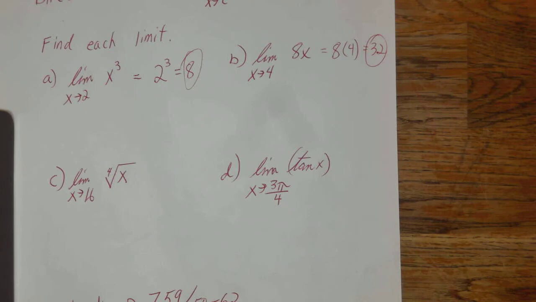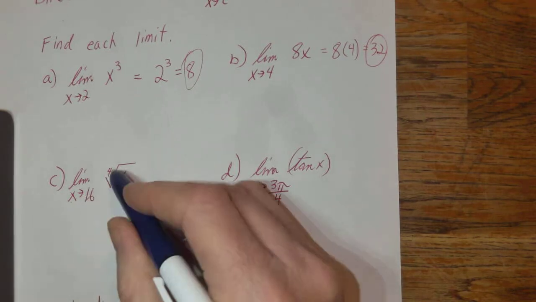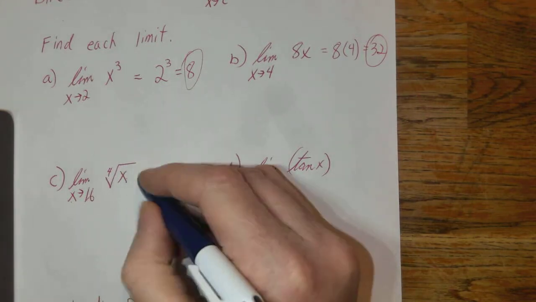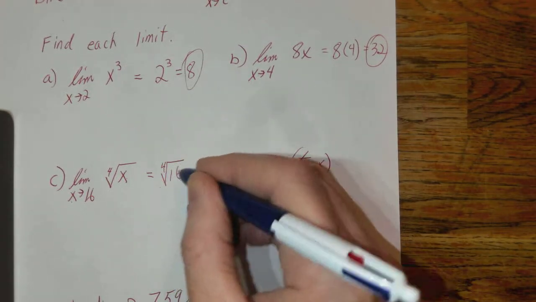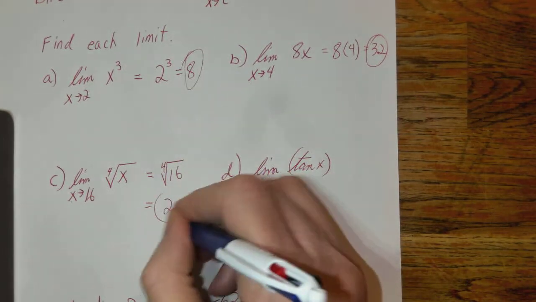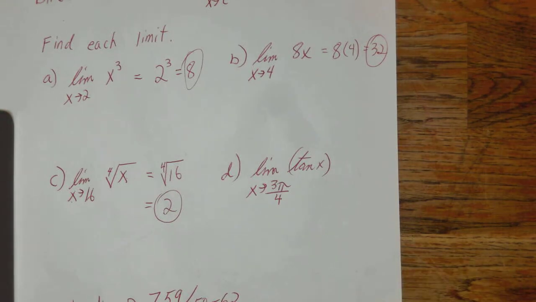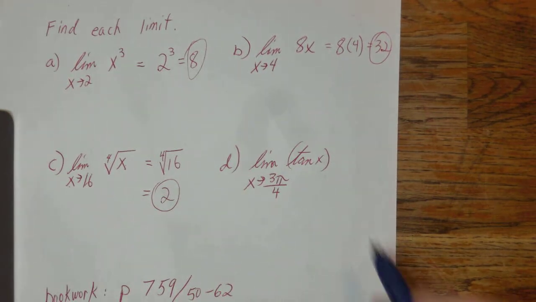The limit as x approaches 16 of the 4th root of x. We take the x out, put the 16 in, the 4th root of 16. 2 to the 4th power is 16. The 4th root of 16 is 2.